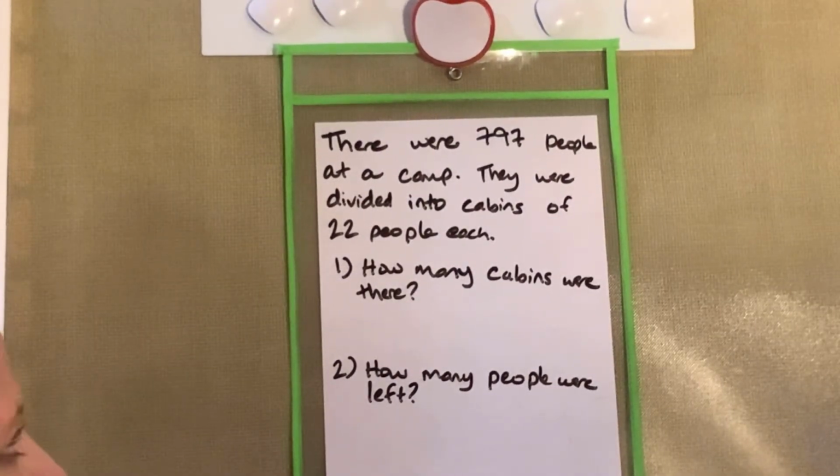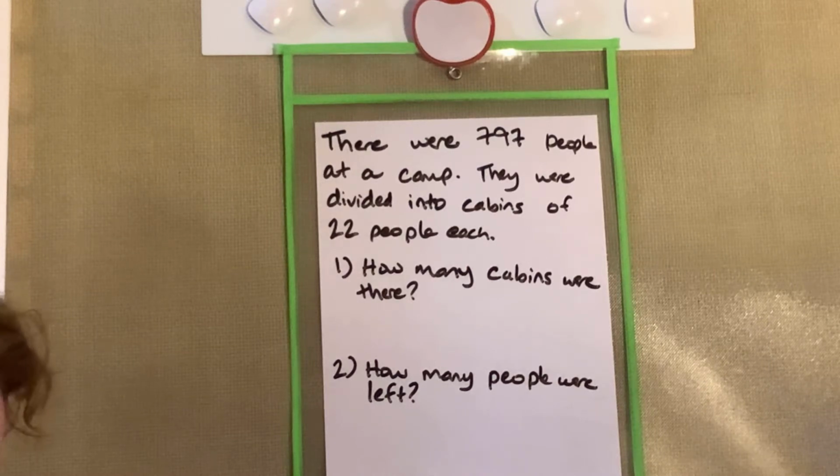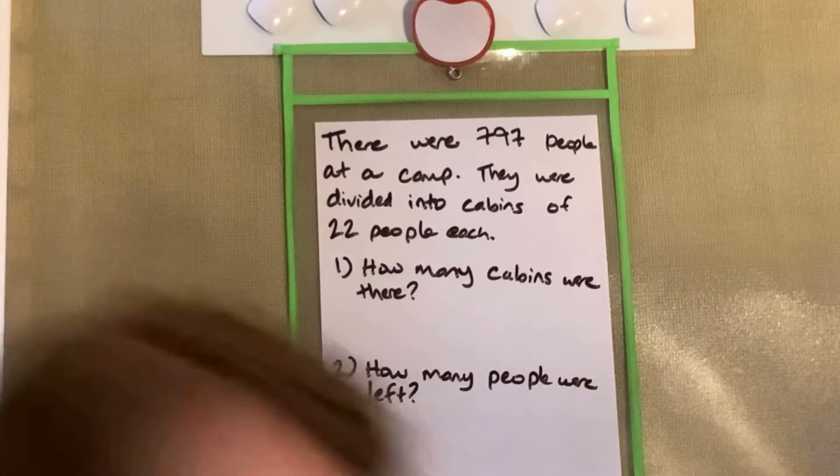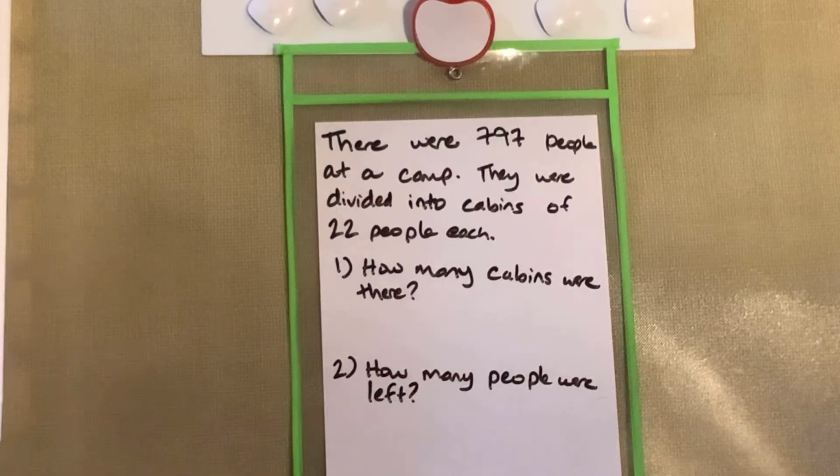I'll read it to you first, I guess. There were 797 people at a camp. They were divided into cabins of 22 people each. So we have two questions. How many cabins were there? How many people were left? So go ahead and pause, give it a shot, come on back and see how you did.